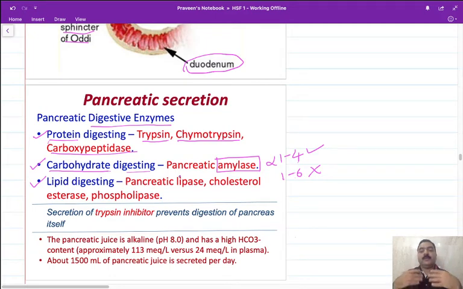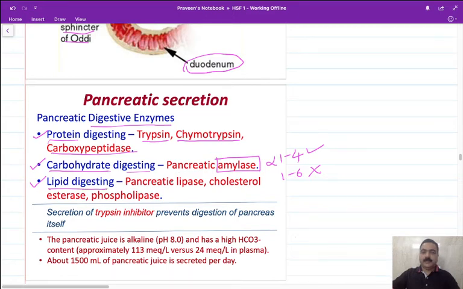So the polysaccharide will be converted into what? Disaccharide or trisaccharide, etc. Which is then converted into individual monosaccharides by what? By the disaccharidases that you see in the brush border, like sucrase, maltase, isomaltase, lactase, etc. that further cause the breakdown. Okay, so that's about the carbohydrate digesting enzyme, the amylase.